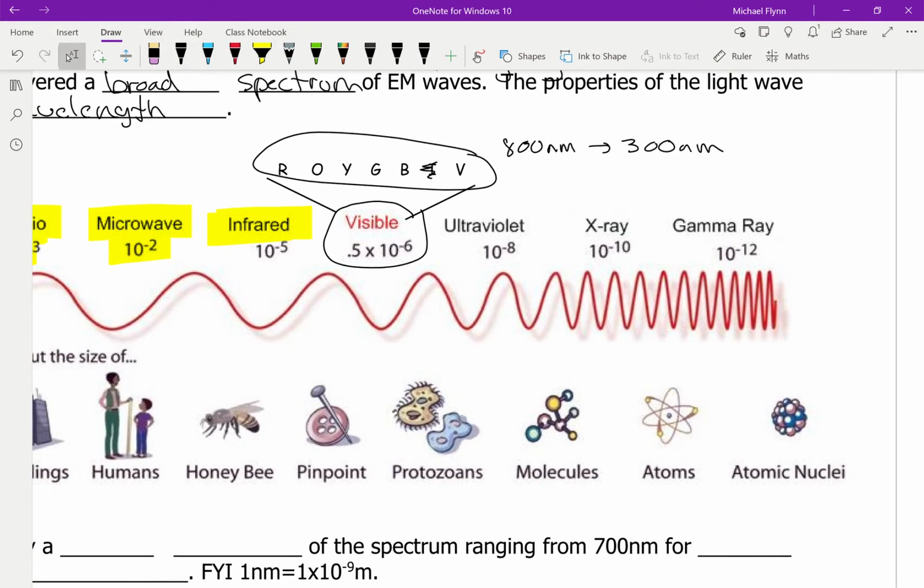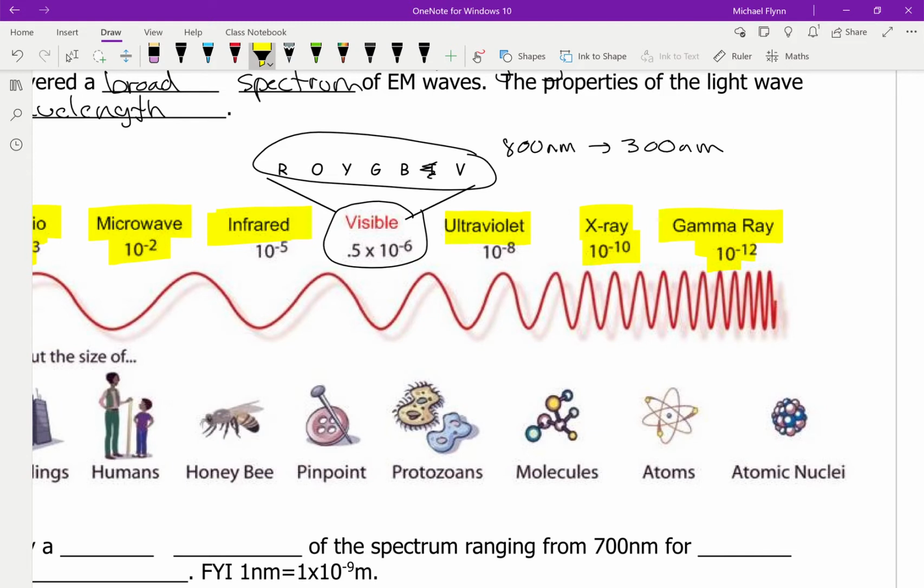All right, beyond violet is ultraviolet, and literally ultra means beyond. So beyond violet is ultraviolet. That has wavelengths from 300 nanometers down to about 100 nanometers or so. Shorter than that, we get X-rays. Okay, and then shorter than X-rays, we get gamma rays. These comprise anything shorter than about 10 to the minus 10 meters. So in other words, anything shorter than about 0.1 nanometers would be considered a gamma ray.